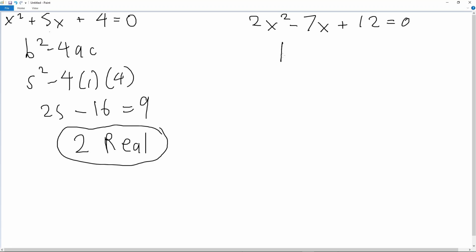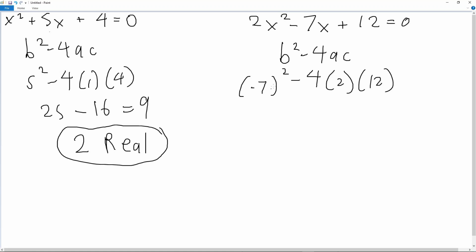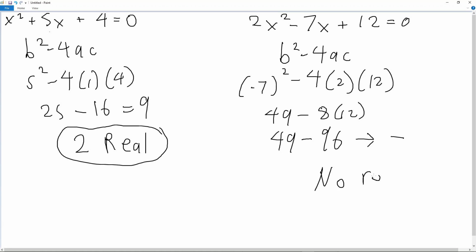For this one, you can also use the discriminant. In this case, b would be negative 7 squared minus 4 times 2 times 12. Negative 7 squared is 49, minus 4 times 2, which is 8, times 12. 8 times 12 is 96. This you already know is going to produce a negative answer, so there would be no real solutions.